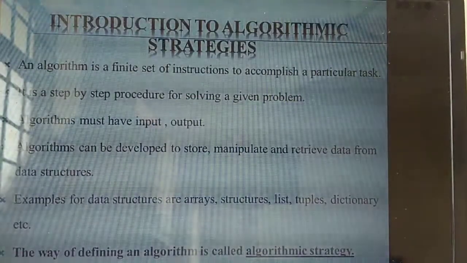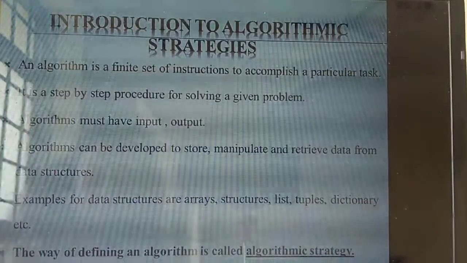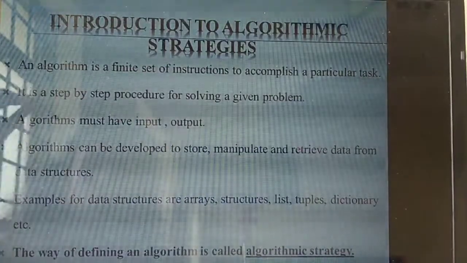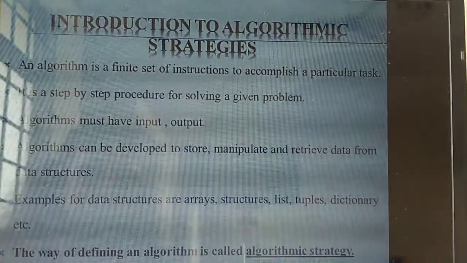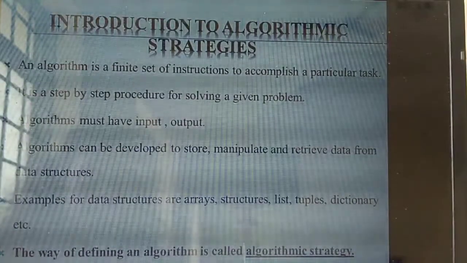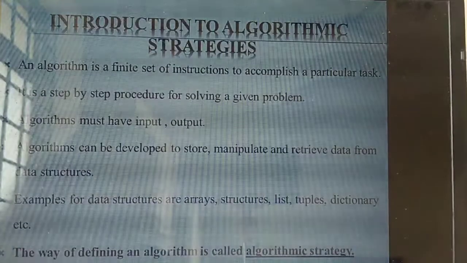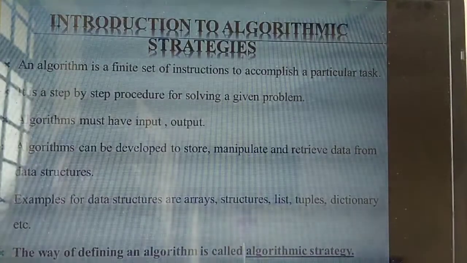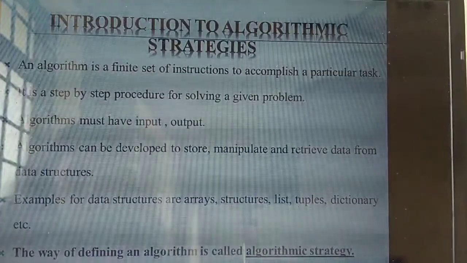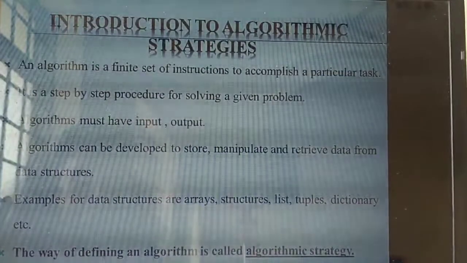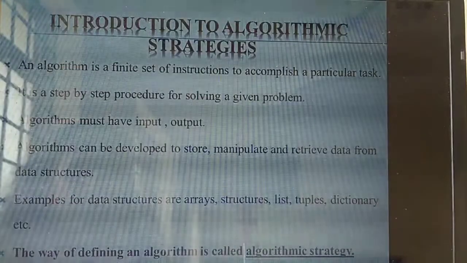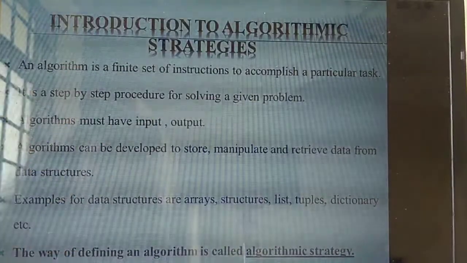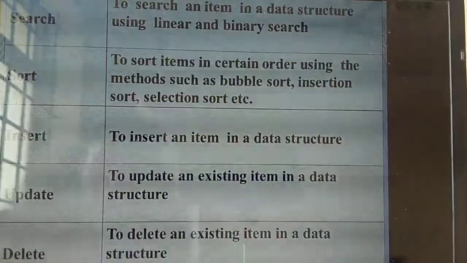Understand? So what are the things you have studied in algorithm? Algorithm is a step-by-step procedure to accomplish a task, that means a finite set of instructions to accomplish a particular task. It is a step-by-step procedure to solve a particular problem. An algorithm must have proper input and output. Algorithms can be used to store the data, manipulate the data and retrieve the data from data structures. The examples are arrays, structures, and the way of defining an algorithm is called algorithmic strategy.